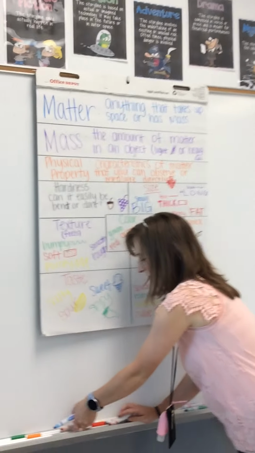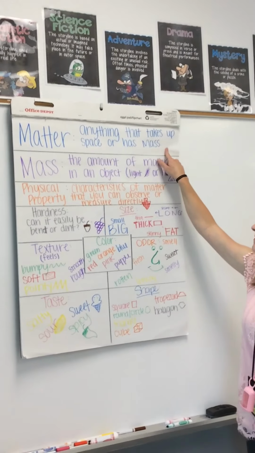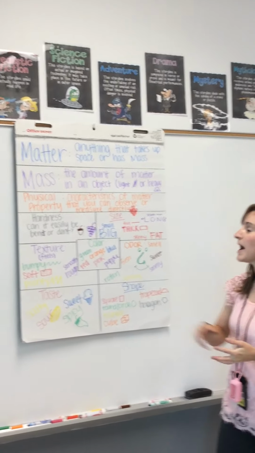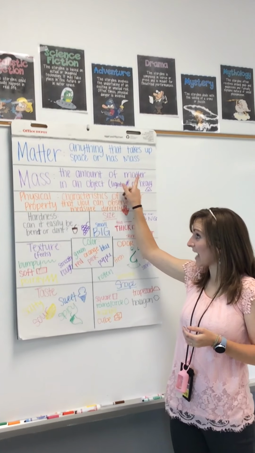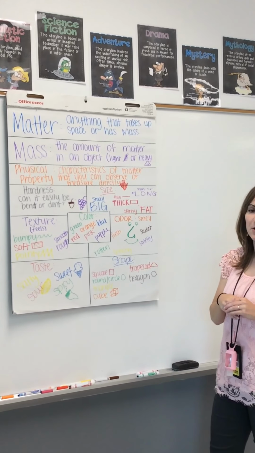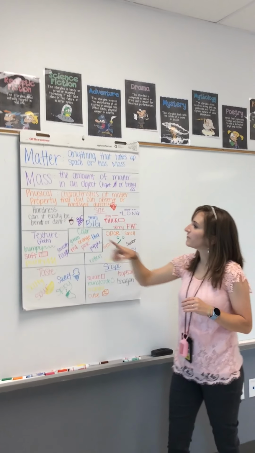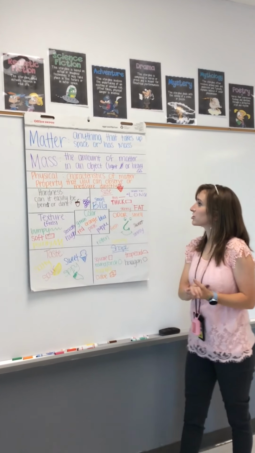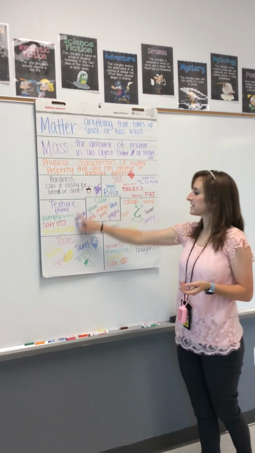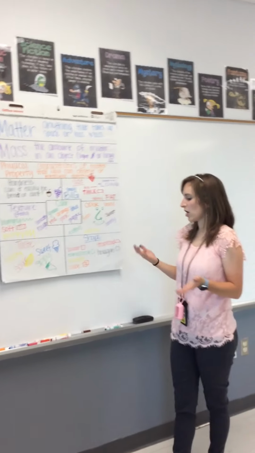So let's see, what have we got here? We talked about matter. Matter is anything that takes up space or has mass. Mass being the amount of matter in an object. So is it light or heavy? And later we'll talk about sinking or floating. Physical property is a characteristic of matter that you can observe or measure directly. So here's some examples of things that we can observe or measure directly of any object.